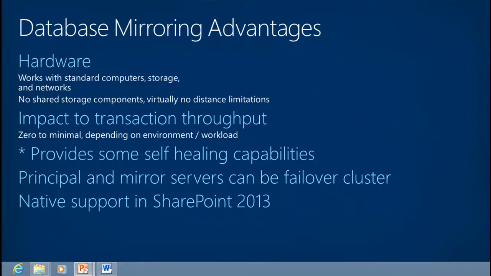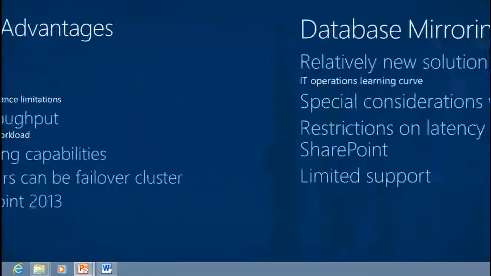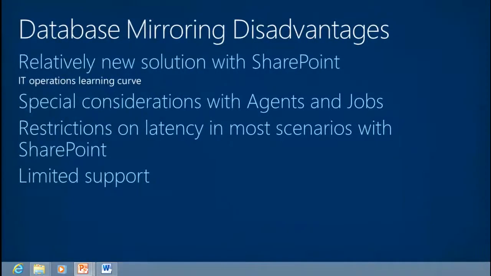The principal and mirror servers could also be a failover cluster. That's the most expensive form of mirroring. So you're mirroring and clustering, and you've added another layer of resiliency to your environment. But the good news is we have native support in SharePoint 2013. The bad news is, even though we added support in 2010, we evangelized it in 2007. For most organizations, it's still new and it's still untrusted.